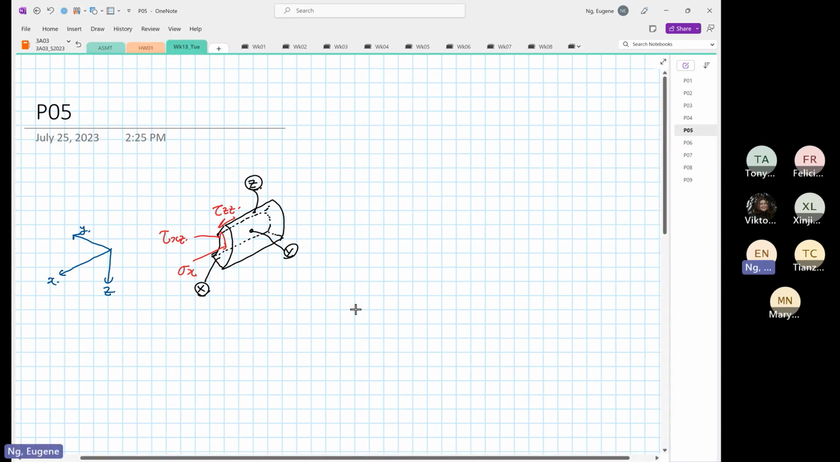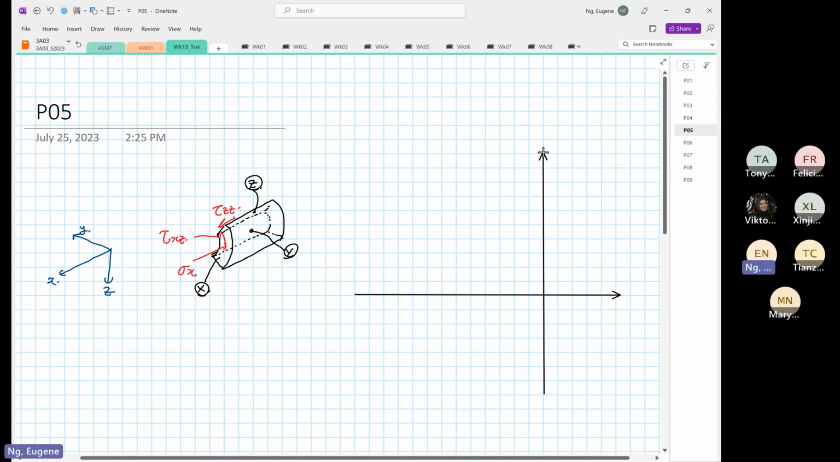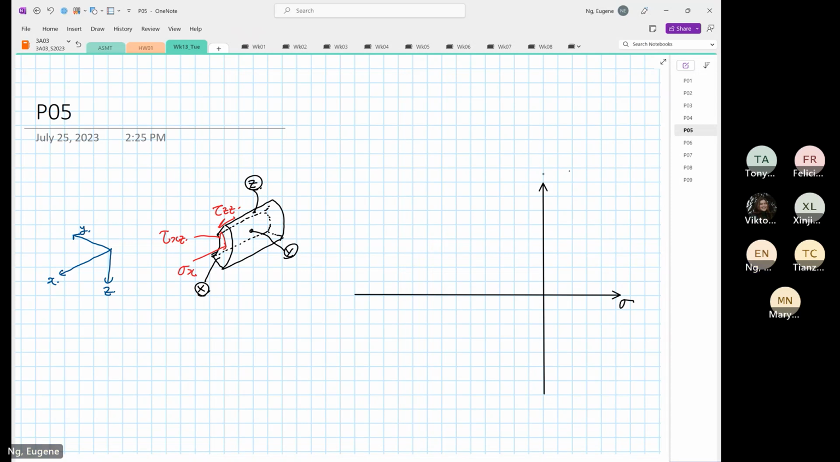So we have normal stress, right? And then we have our shearing stress. And I'm going to focus on the negative because we are working more on the negative, right? So this is our normal stress. This is our shearing stress. Element rotate clockwise. Element rotate anti-clockwise. Okay.